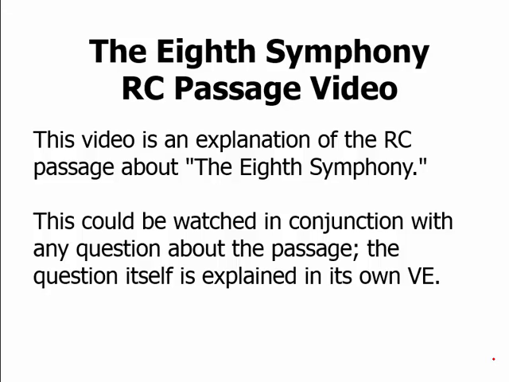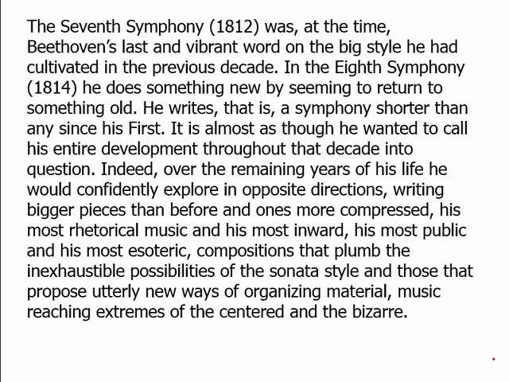It's not too long, but it's very complicated. The Seventh Symphony, 1812, was at the time Beethoven's last and vibrant word on the big style he had cultivated in the previous decade. In the Eighth Symphony, 1814, he does something new by seeming to return to something old. Very interesting. Seeming to turn to something old. He writes a symphony shorter than any since his first. So he had had all these larger and larger symphonies. Apparently from the first through the seventh, the symphonies had been getting bigger and bigger, and suddenly he writes one that is smaller. So he's seeming to return to something old, but that's very important. It's not that he's actually returning to something old.